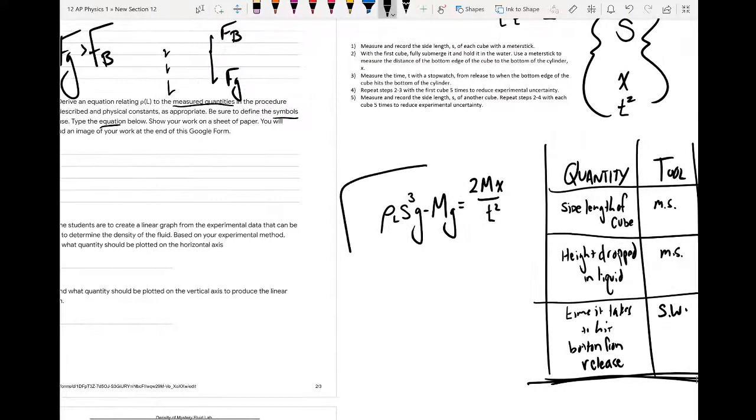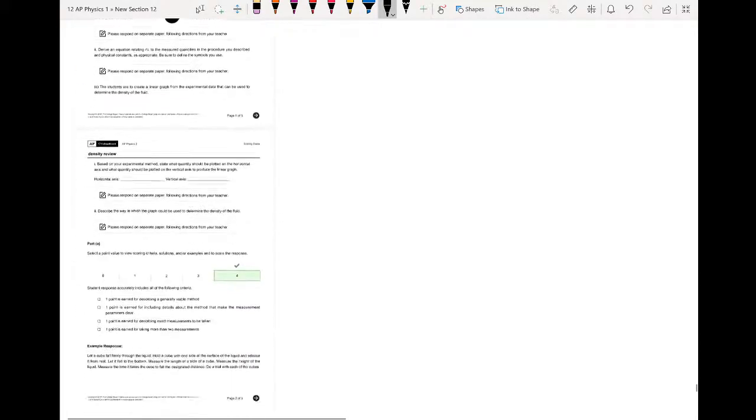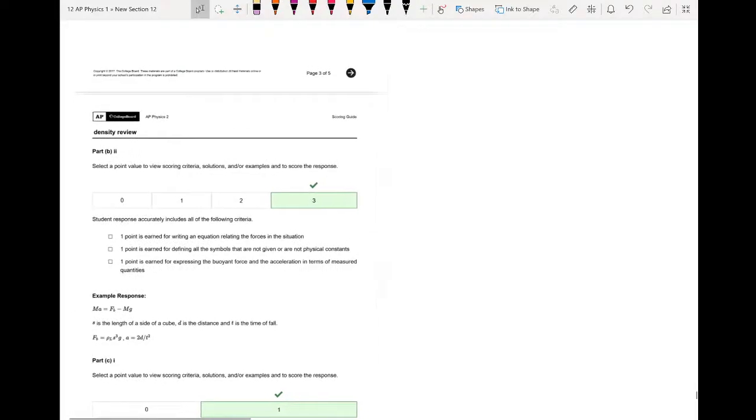And then really, I believe that this equation is good enough because it has our measured quantities along with rho L. So I don't think it specifically has to be solving for rho L. We'll see what the key says. But it is an equation that can solve for it.